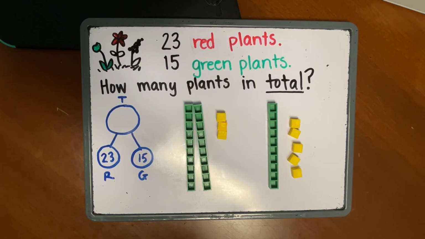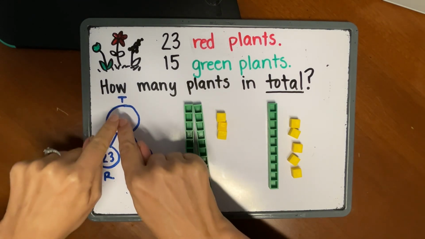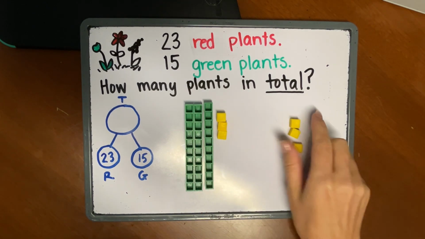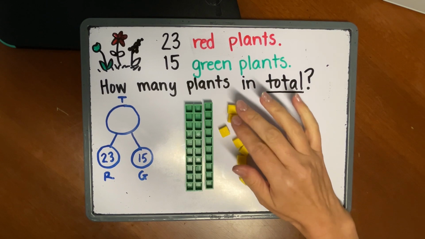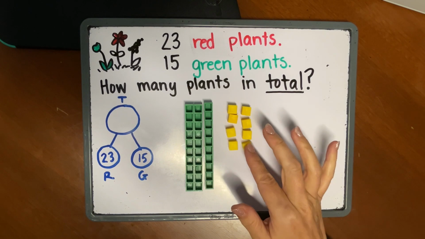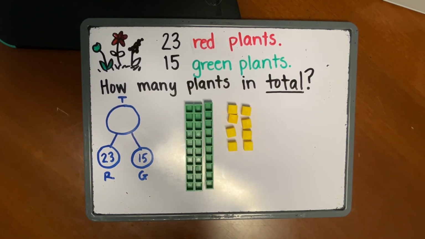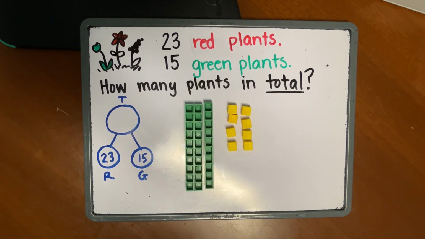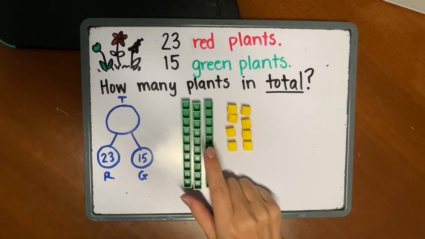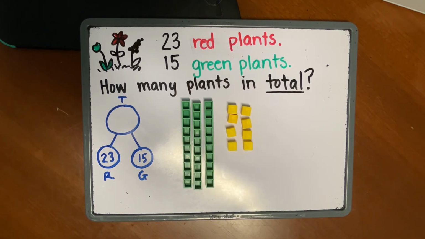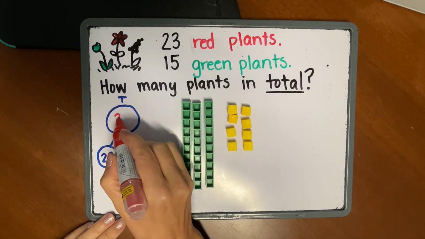So I have that. Now I want to put it all together. I want to compose or put together the total. So I'm going to put my tens together and my ones together. I'm going to organize my ones so that they're really easy to see the answer. It's really efficient. I can count this really fast and easy. I can see that there's 10, 20, 30, 32, 4, 6, 8. 30 and 8 is 38 in total.